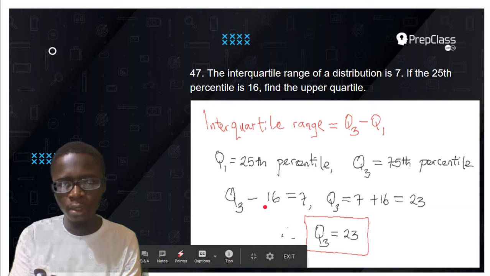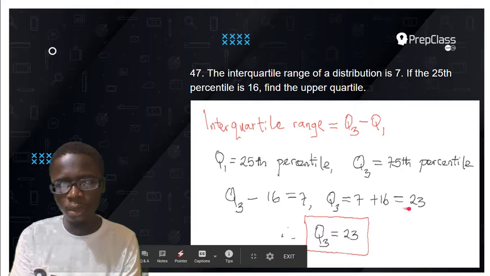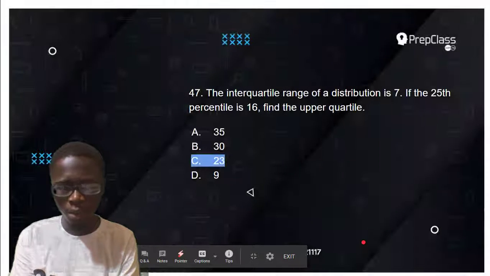So Q3 minus 16 is equal to 7, making Q3 the subject of the formula. Taking this 16 to the other side, we have 7 plus 16, and that's going to be 23. So our Q3, which is the upper quartile, is 23, and this is option C.